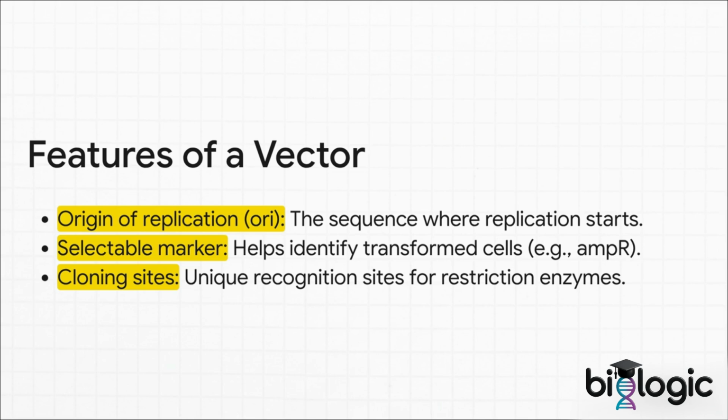Number 2, a selectable marker. This is usually an antibiotic resistance gene, and it's a clever trick that helps us find which cells actually picked up our plasmid. And number 3, cloning sites. These are specific, unique spots where our restriction enzyme can make a clean cut to insert our gene.